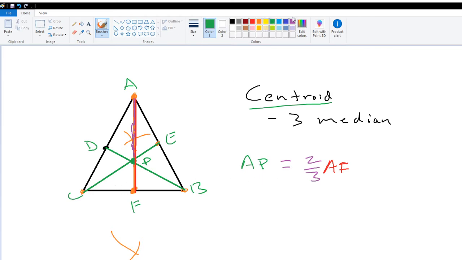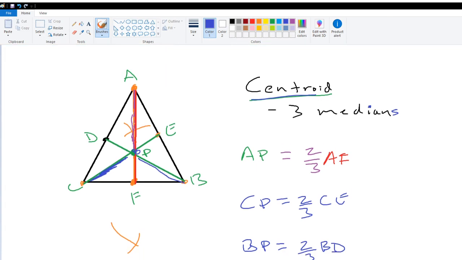If we look at this side here, CP is equal to 2/3 of CE, as well as this one here, BP equals 2/3 of BD. Alright, so this is called the centroid, and in order to find the centroid, you must come up with the three medians. Alright, so this is one point of concurrency.